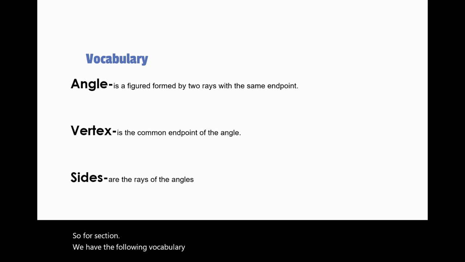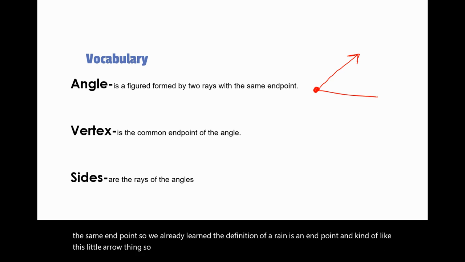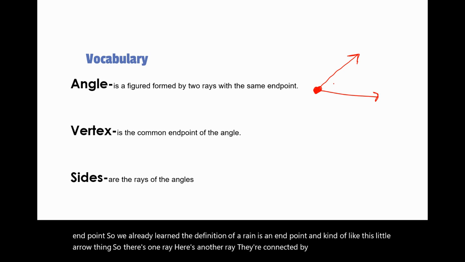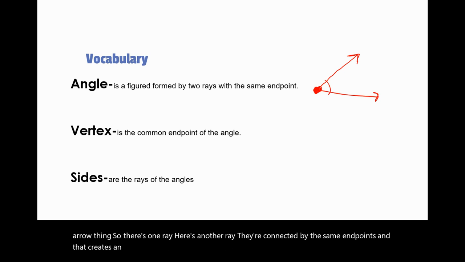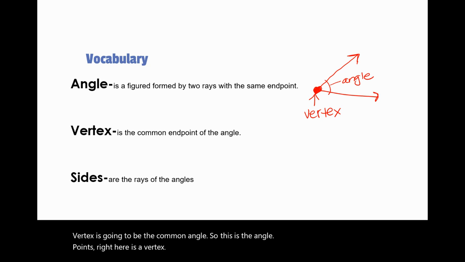An angle is a figure formed by two rays with the same endpoint. We already learned the definition of a ray: an endpoint and kind of like this little arrow thing. So there's one ray, here's another ray. They're connected by the same endpoint, and that creates an angle. The vertex is going to be the common point. This point right here is the vertex. And the sides are the rays.